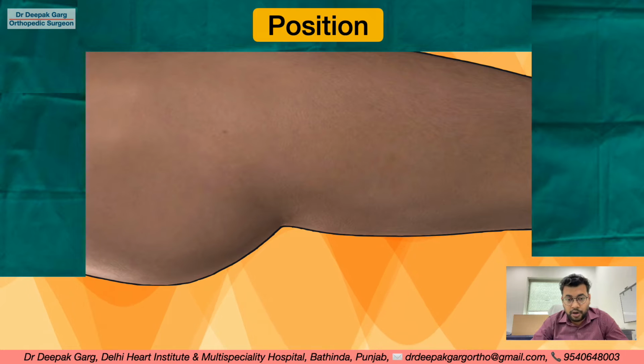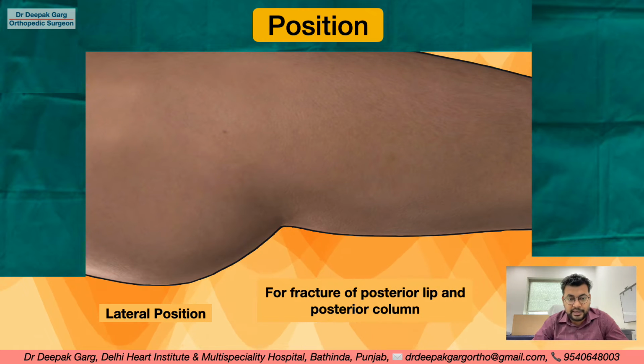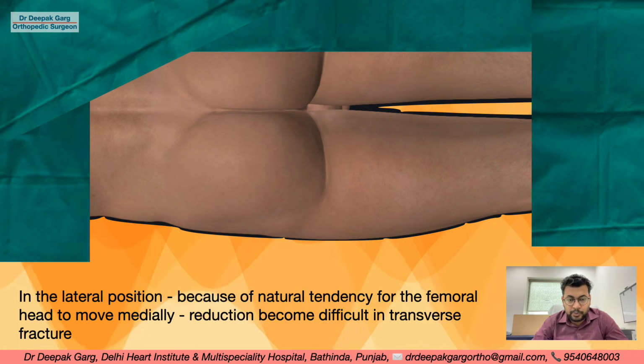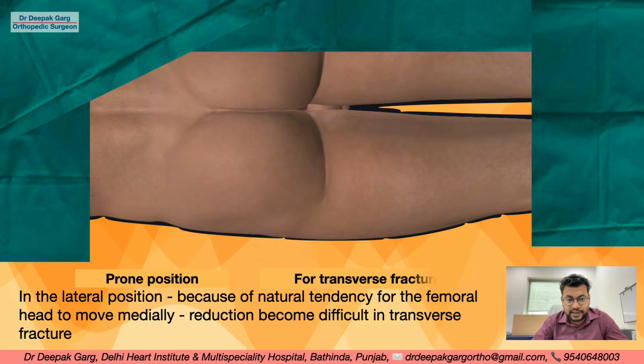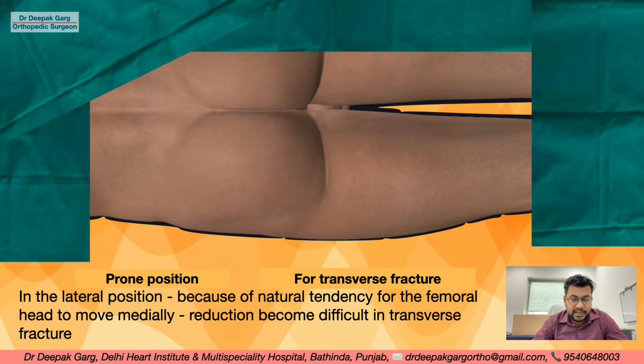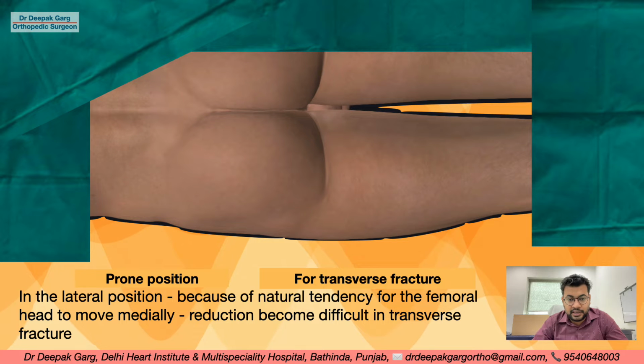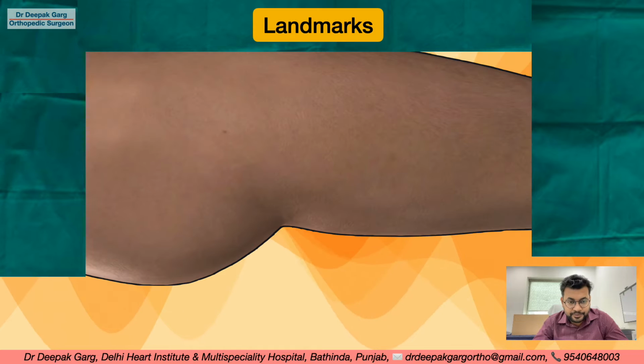So if we talk about the positions, there are two positions described for this approach. One is a lateral position. This position is mainly used for fractures of the posterior lip and posterior column fractures. And another is a prone position. Prone position is mainly used for a transverse fracture of the acetabulum, because if we keep the patient in a lateral position, then the femoral head will have a tendency to go medially, so it will become difficult to reduce the fracture in lateral position. So we prefer prone position in cases of transverse fractures.